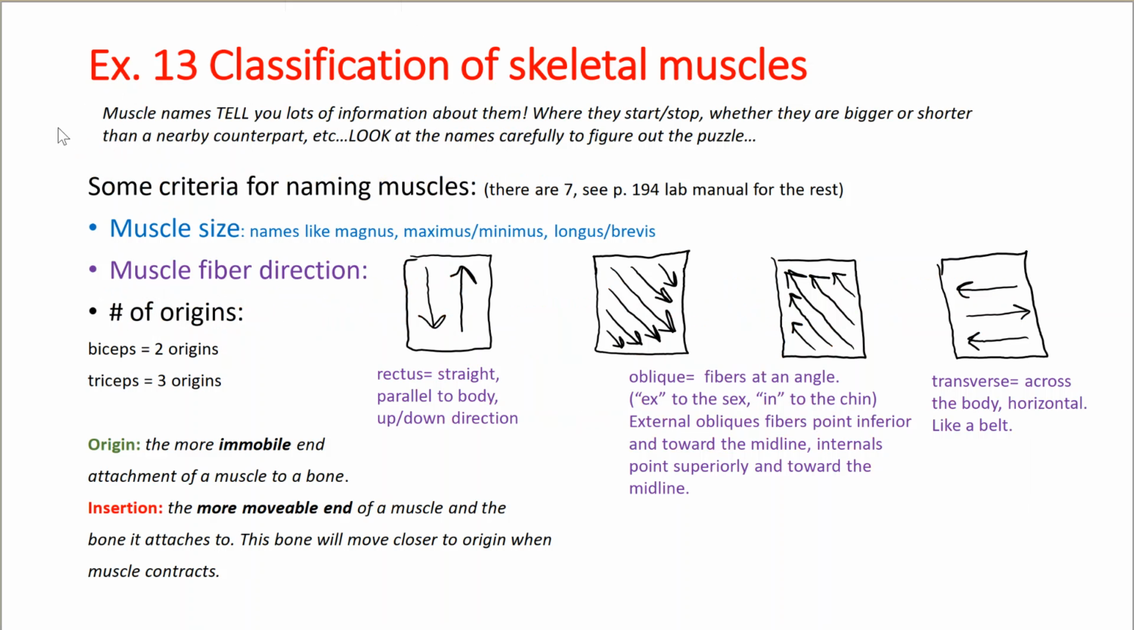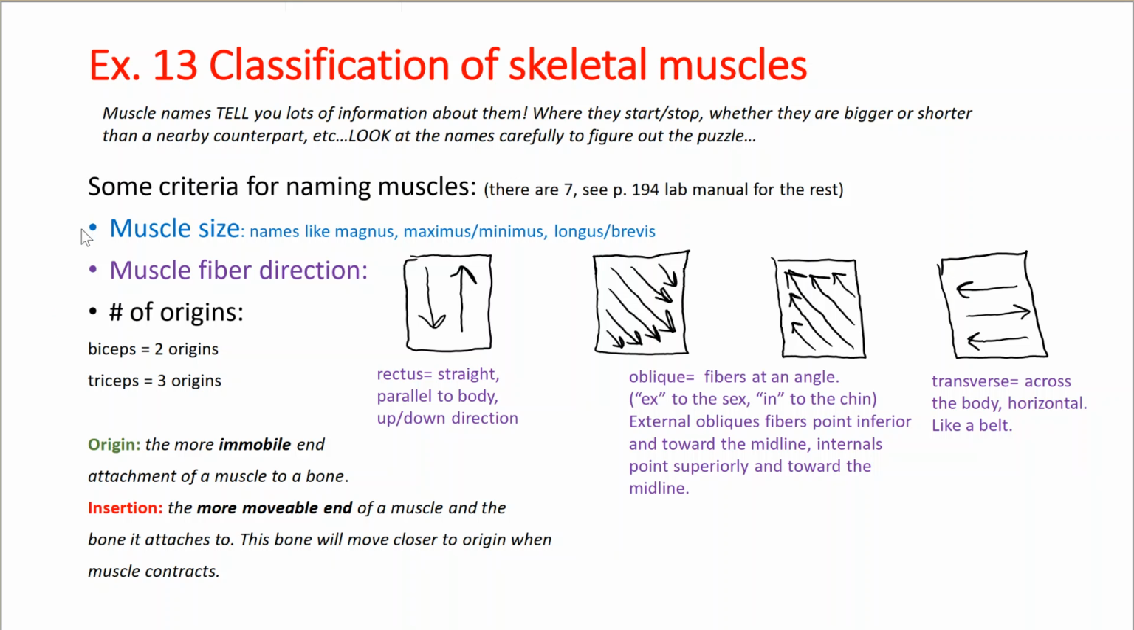Muscle names tell you lots of information about them. You know, they tell you oftentimes where they start and stop. So that has to do with origin and insertion. Whether they're bigger or shorter than a muscle nearby that has a similar name. Etc. So the muscle names are really your friends. You can use them to decode where muscles are in the body. And so some criteria for naming muscles. There are 7 criteria, page 194. I'm going to talk about 3 of them here. You have to figure the other ones out.